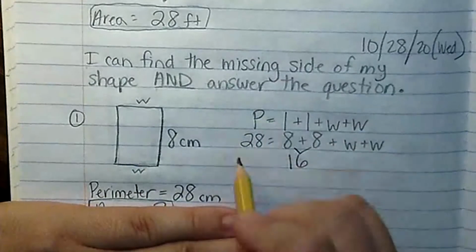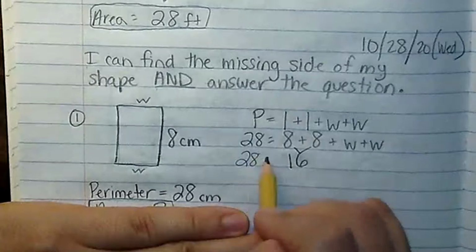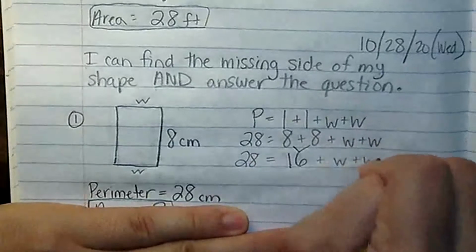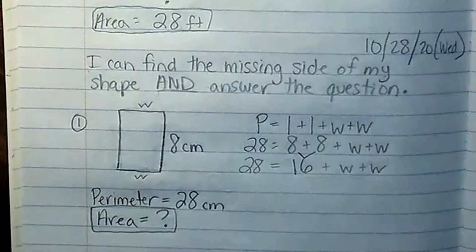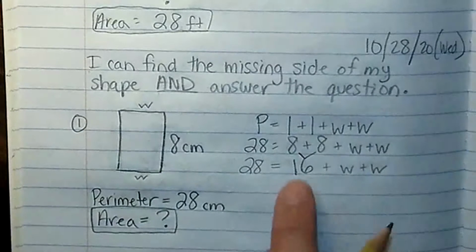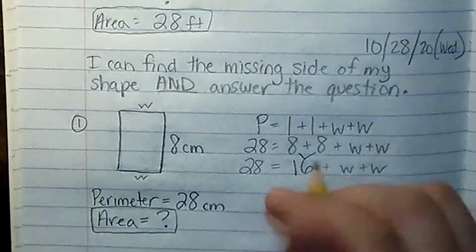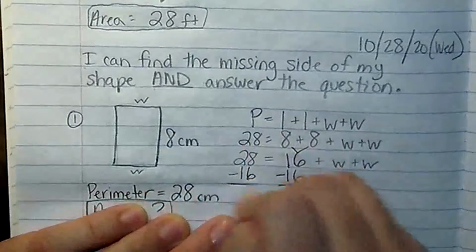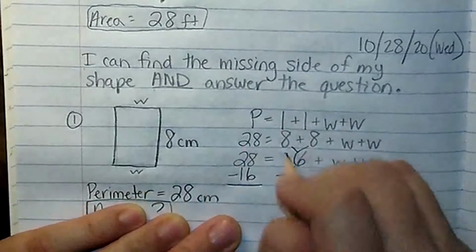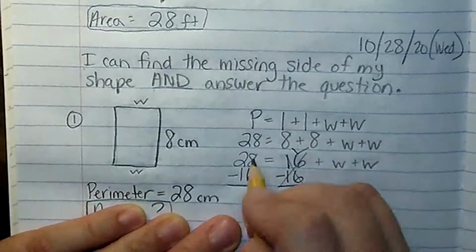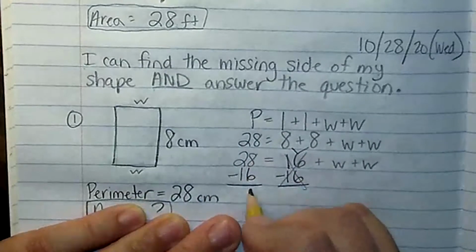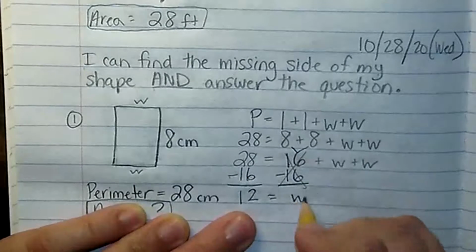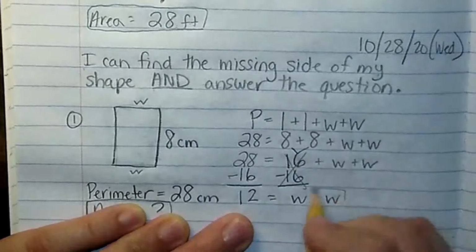So I rewrite the whole thing. 28 equals 16 plus width. Now I still can't figure this out because I've got 16 with my variables. So I'm going to subtract 16 from this side. I'm going to subtract 16 from this side. That gives me none left. That's just 0. 8 minus 6 is 2. I have 12 left. 12 equals my width plus my width.